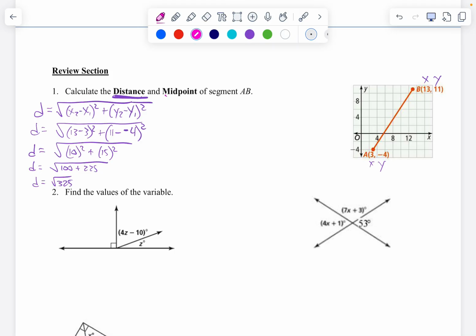Nice. Okay, and then midpoint. Couple things. If you're given a graph, remember you can just count. Like we know from 3 over to 13 is 16 total. So we could just count 8 over. And then from negative 4 to 11 is 15 total up. And we could just go 7.5. So you can use the graph if you want.